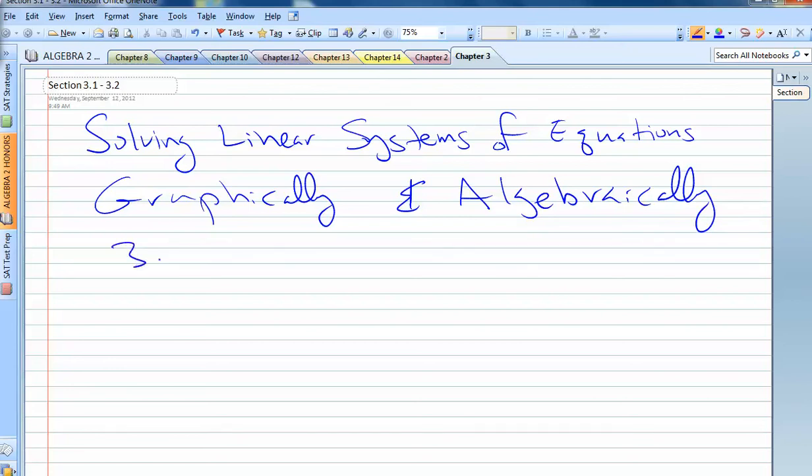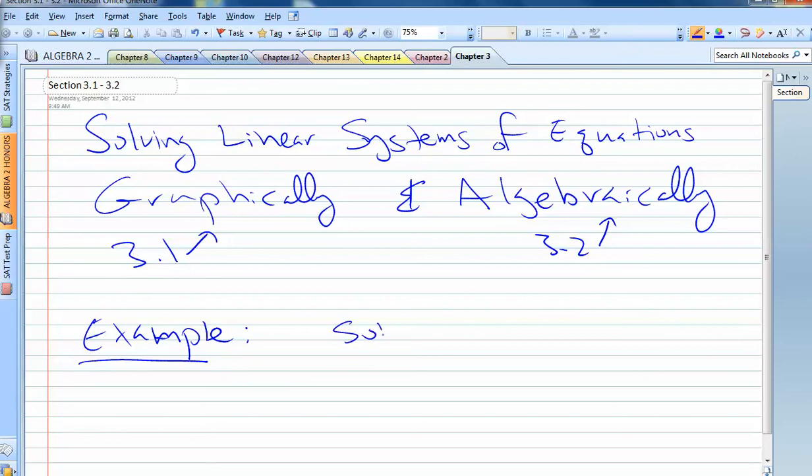Just so you know, section 3.1 is graphically, section 3.2 is algebraically. But I feel like we can combine these two sections into one since they both deal with solving linear systems of equations. So let's start. Actually, we'll just do one example, but we'll do it three ways.